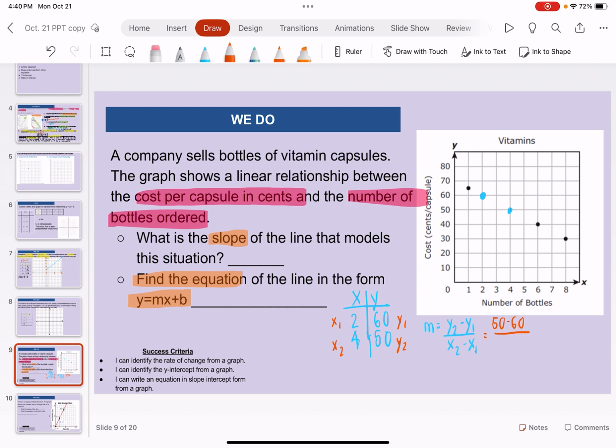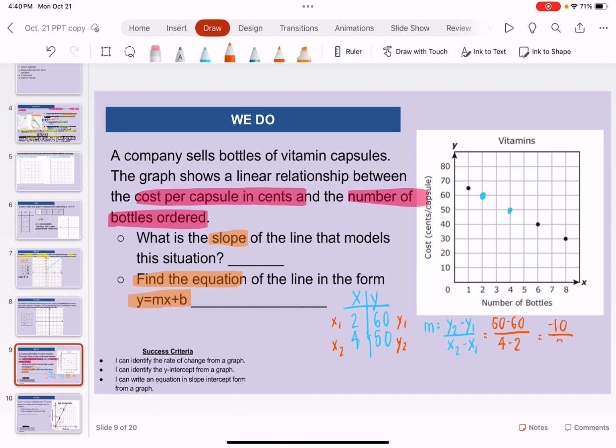So a big mistake that I see students make is they subtract the y minus the x. So they would have done 50 minus 4. So remember, the equation is y2 minus y1. So you need to subtract the 2 y values. Next, we have x2 minus x1. So I'm subtracting the 4 minus the 2. So of course, we have 50 minus 60, which is negative 10.